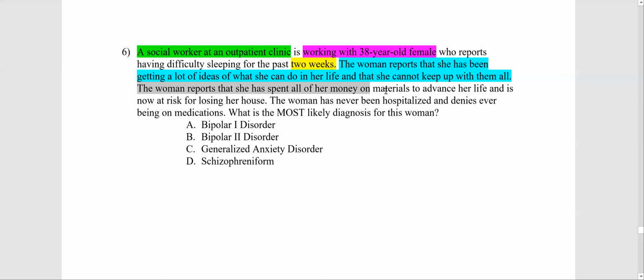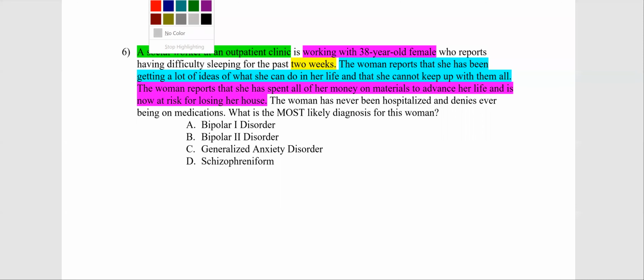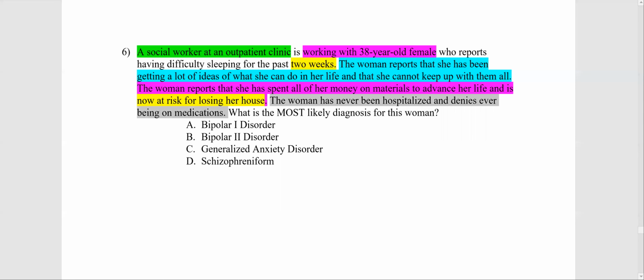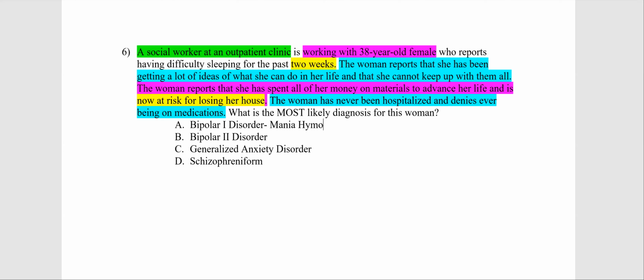She spent all of her money on materials to advance her life and is now at risk for losing her house. That's a clinically significant impact if I know one. And the woman has never been hospitalized or denies being on meds, so does not have any psychiatric intervention in any way, shape, or form. So let's break down each of the disorders, compare it back to the question, and see what we're looking at in this situation. So bipolar 1 disorder, we can have mania or hypomania.